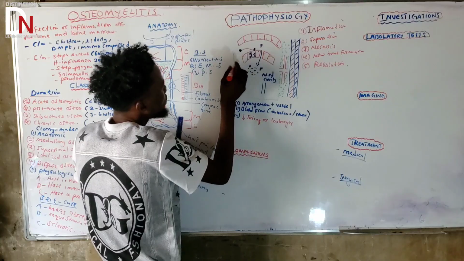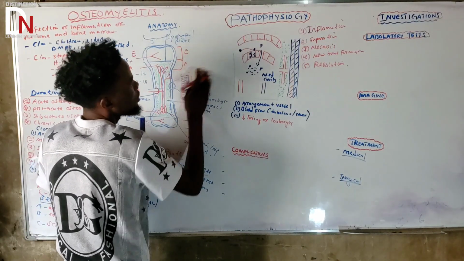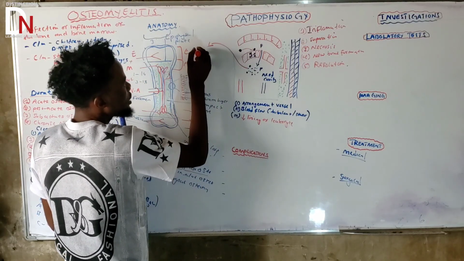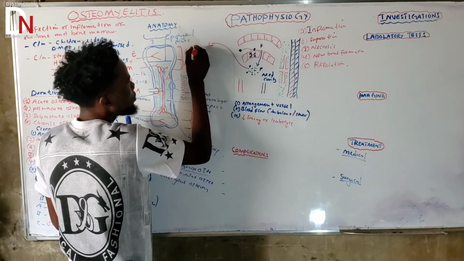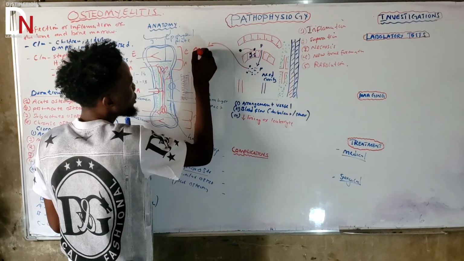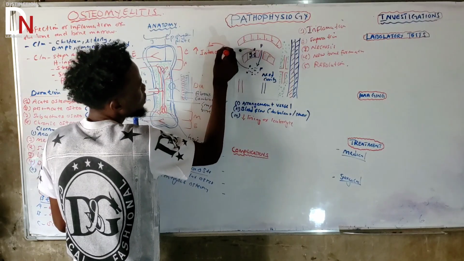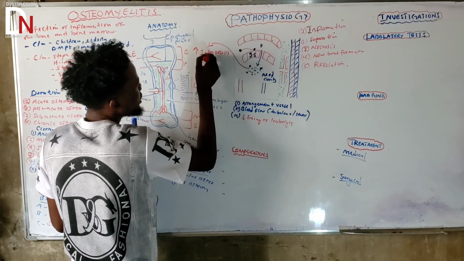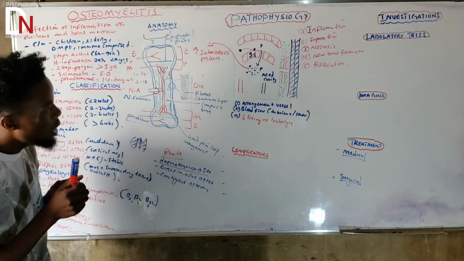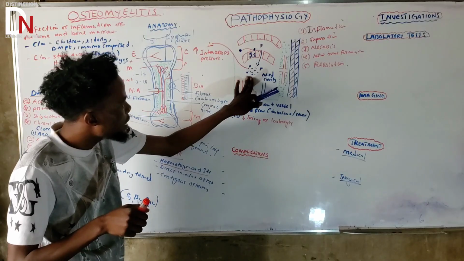Let's write it here. What do you think the fluid will start doing here? There will be an increase in the pressure. We call it intraosseous pressure. They will be increasing the intraosseous pressure because of this fluid coming from the blood vessel. It will increase that pressure.